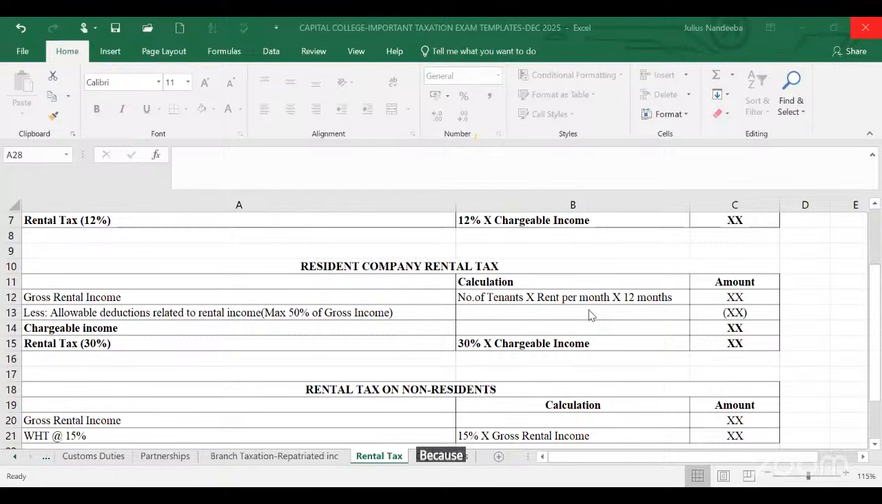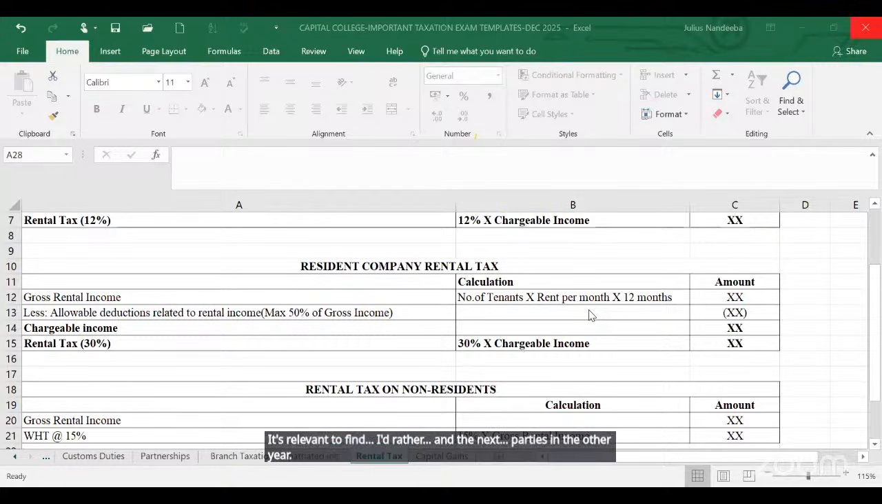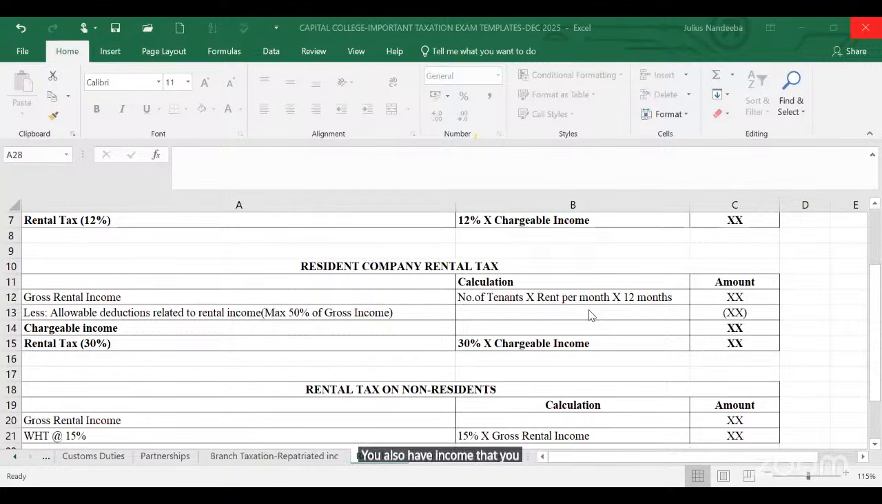Because I have seen situations where they tell you, you received rental income for the next 15 months. And you find the only period that is in this period is 12, and the next part is in the other year. We are looking for rental tax for a year of income. So if income exceeds 12 months, you also have income that you have received in advance. That one should not be part of your computation.